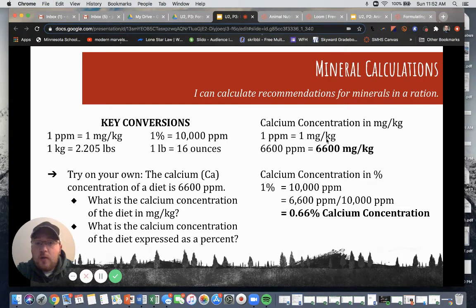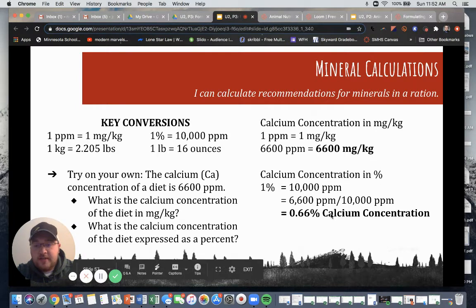Okay. Now, we need to figure out what is the calcium concentration of the diet as a percent. So we know that 1% equals 10,000 parts per million, and we know that there are 6,600 parts per million in our diet. So we take 6,600 divided by 10,000 to get a 0.66% calcium concentration. Okay? That is the problem. See that? That was pretty quick. We figured out the amount of milligrams per kilogram. That was a 1-to-1 conversion. And then we determined the concentration as a percent.